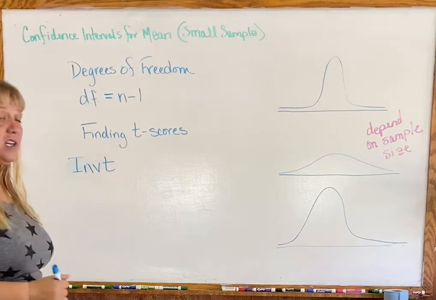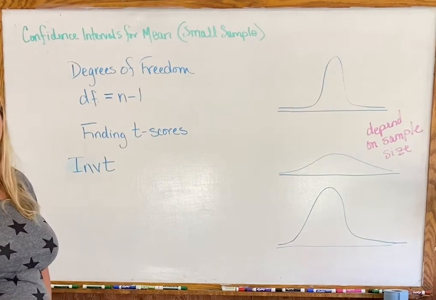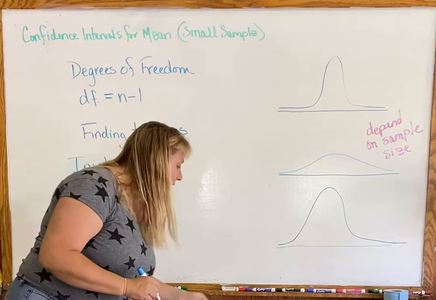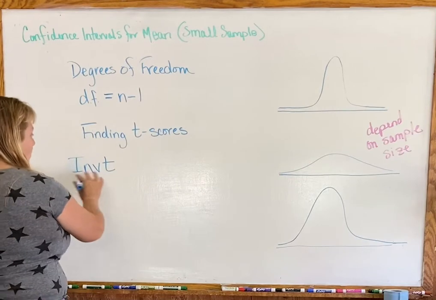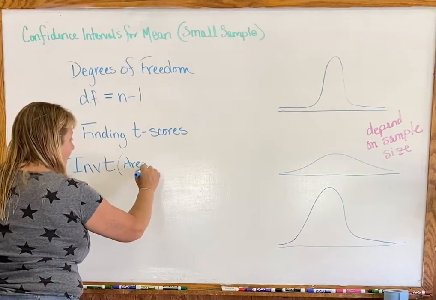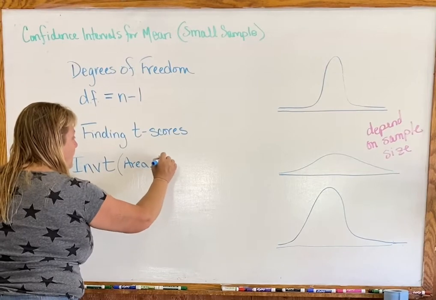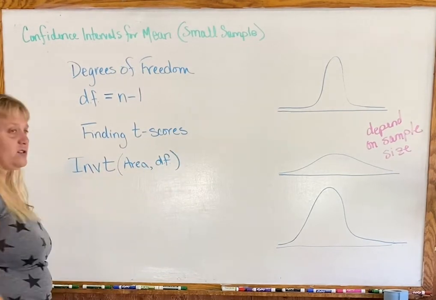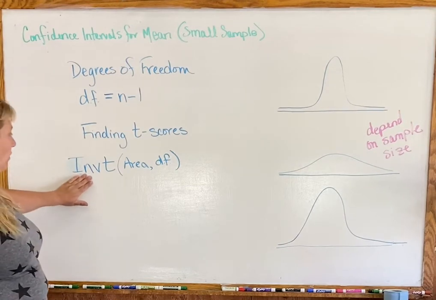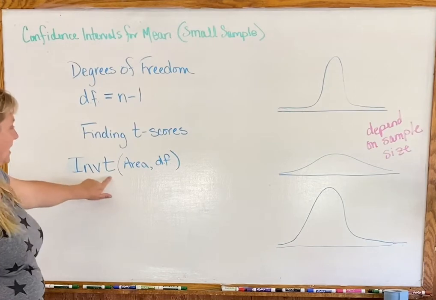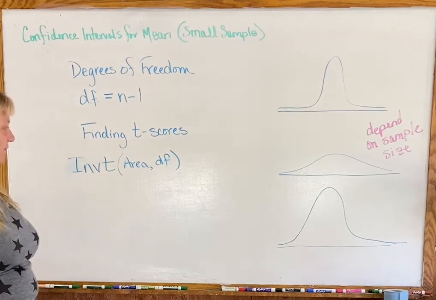I'll show you where it is, but it's just right next to the inverse norm, which means you have to think about it a little and make sure you go to the right one. When we use inverse t, not inverse norm, it's going to ask us for the area, then a comma, and then the degrees of freedom. So with inverse t, we put the area and then the degrees of freedom.